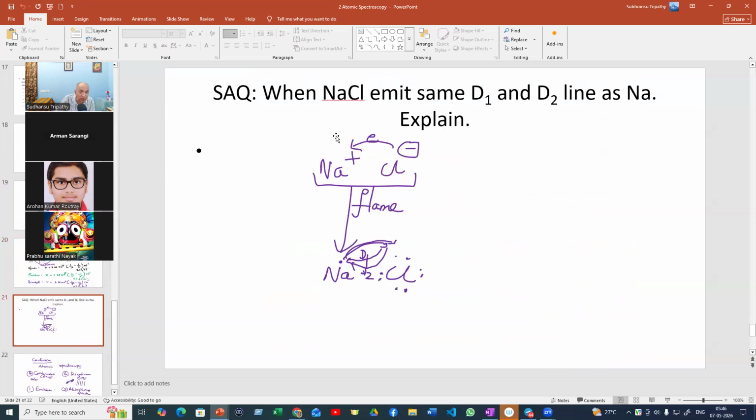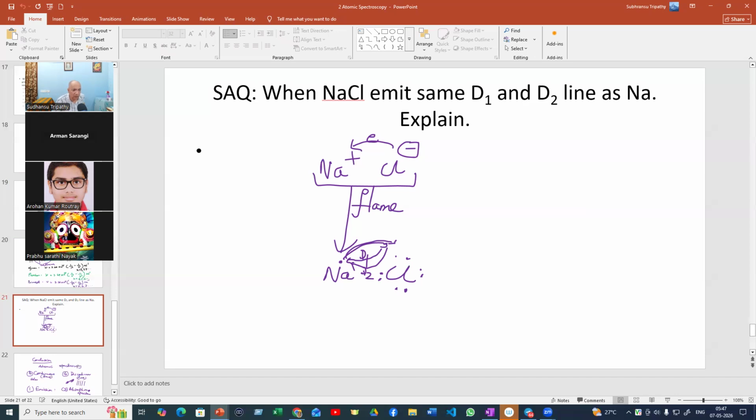And I told you why sodium chloride emits the same D1, D2 line as sodium metal, because in the vapor, the electron transfer occurs, they remain in the atomic state, and that unpaired electron of sodium is excited and returns back, it produces two characteristic transitions, D1 and D2. Chlorine doesn't show any radiation in the visible region. That doesn't mean that chlorine is not excited. Chlorine shows all transitions in the UV region, in other regions which are not visible. So it doesn't produce any visible spectrum.